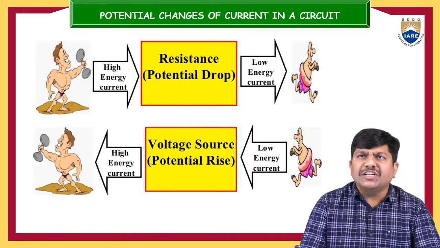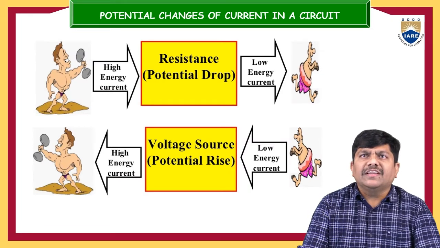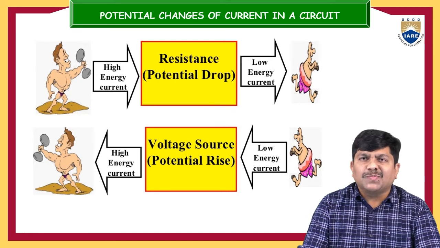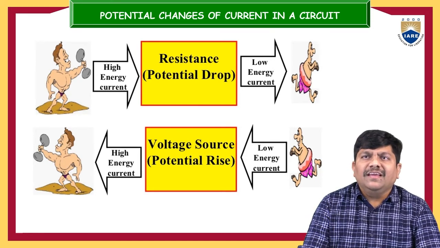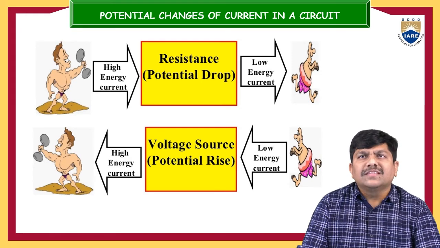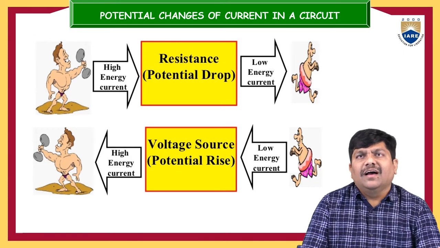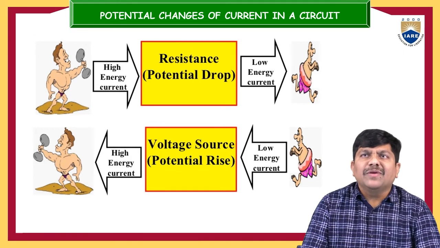So what are the potential changes of current in a circuit? The potential changes of current in a circuit can be explained with the help of an animated video. See, in the first row of the first slide, high energy current is passing through a resistance. That medium offers some amount of resistance to the high energy current, so there is opposition, and automatically the high energy becomes low.